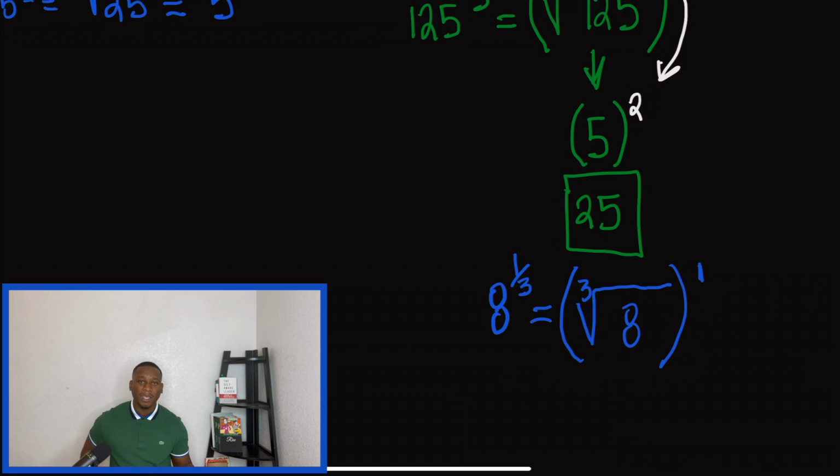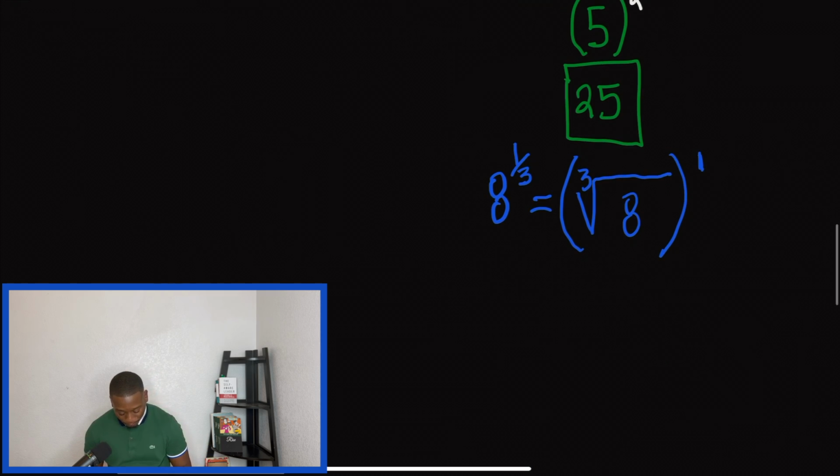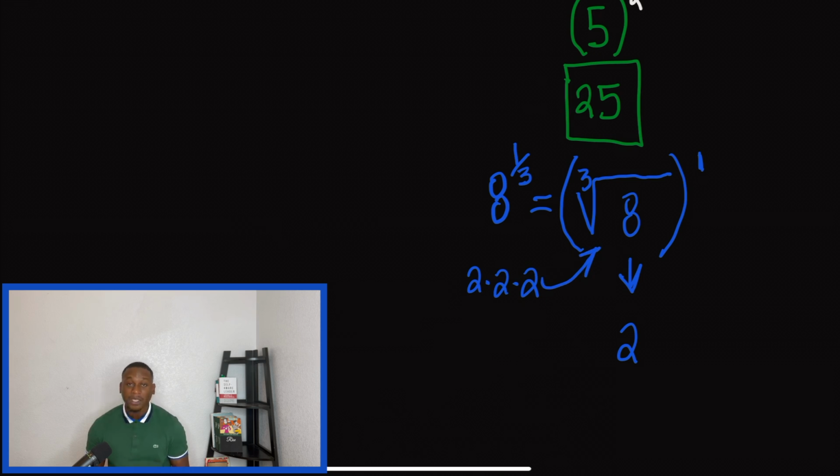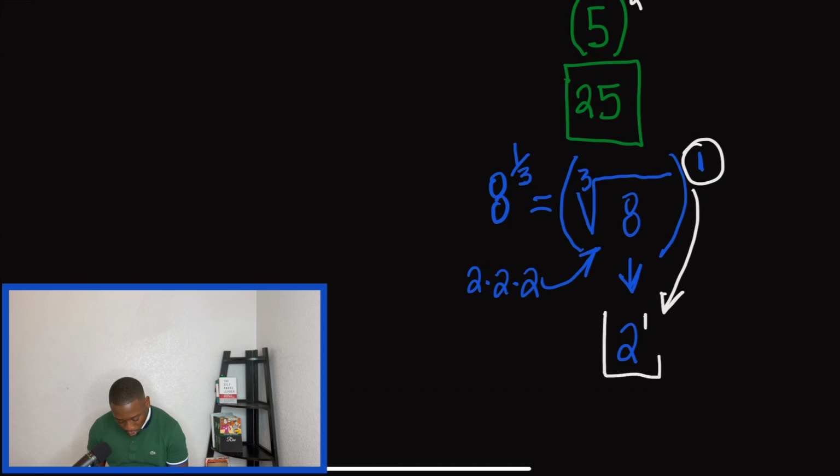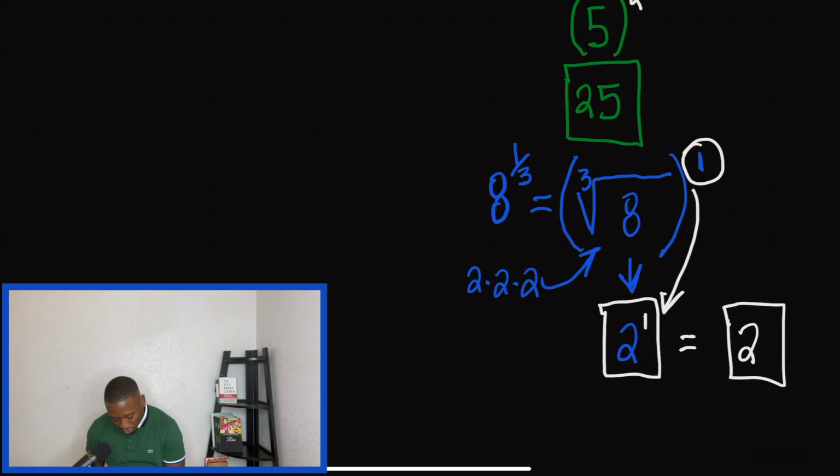Because you guys know that anything to the first power is just itself. So when we break this down, we know that the cube root of 8 is 2, because 2 times 2 times 2 will give us 8. So now we've got the cube root of it. And when we go back to look at our exponent, we bring it down. Just remember that 2 to the first power is just 2.